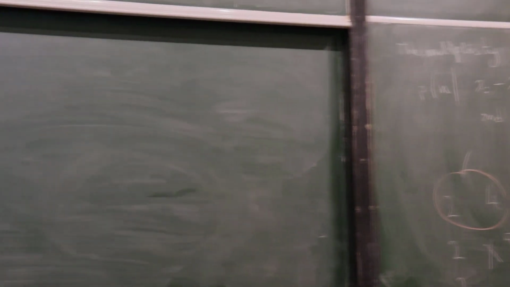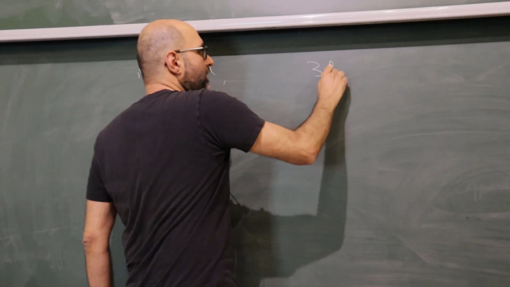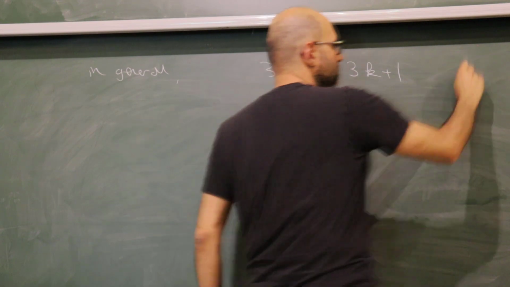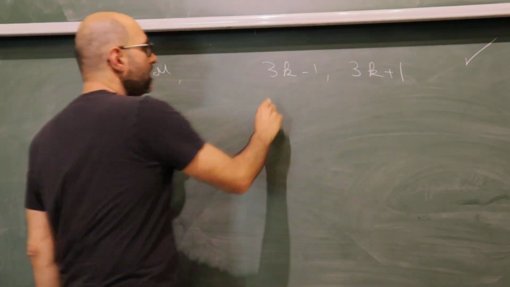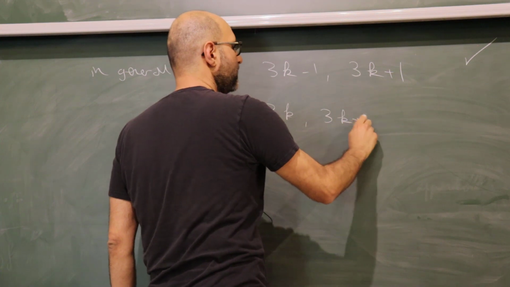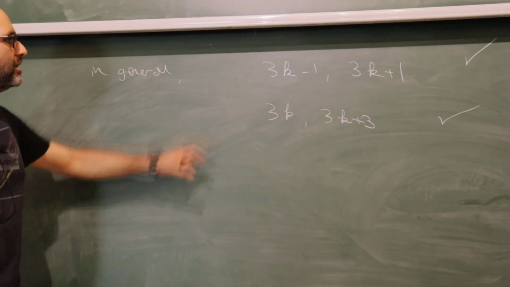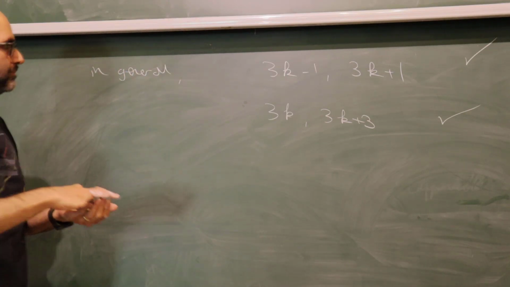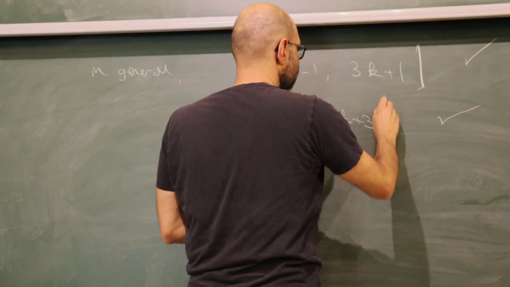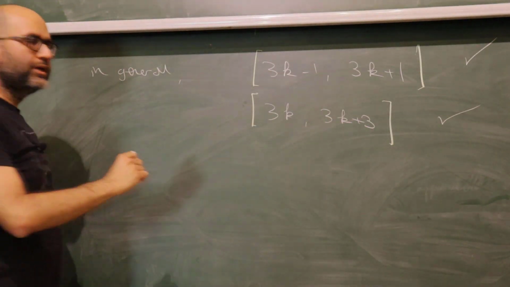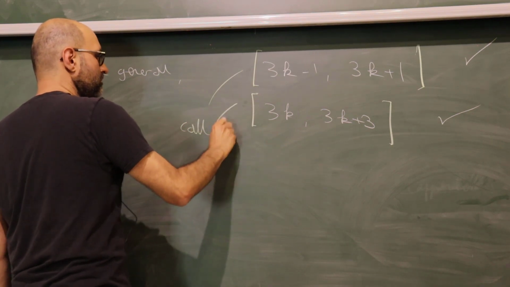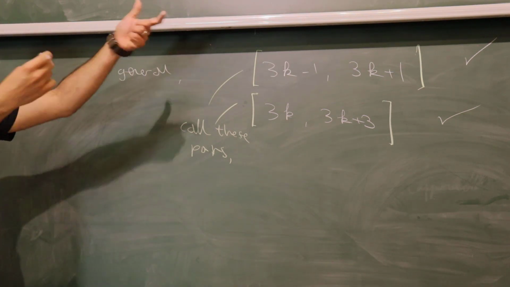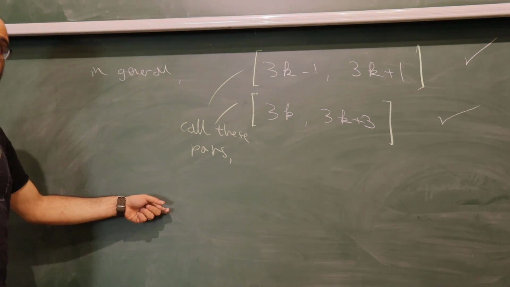In general, 3k minus 1 and 3k plus 1, these two numbers can come too close together because they add up to a multiple of 3, and 3k plus 3 is also okay. These are the only two instances where we can have difference exactly 2 and exactly 3. So we call these pairs. Given a partition satisfying the comparability condition, we call everything else a singleton.